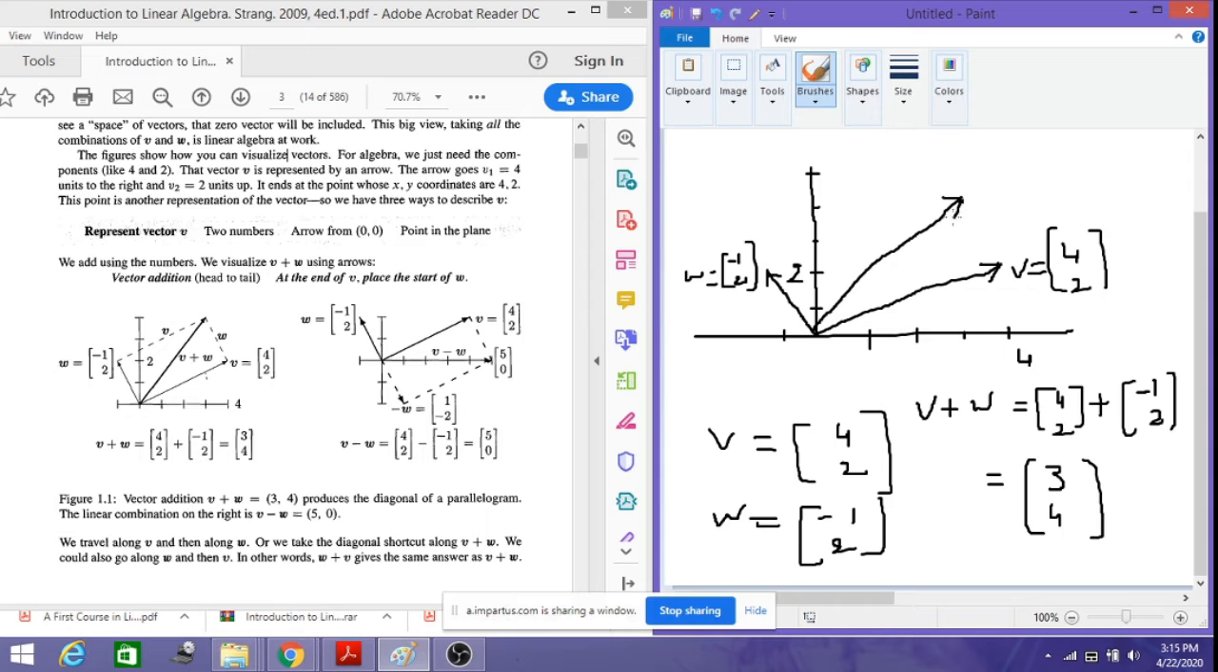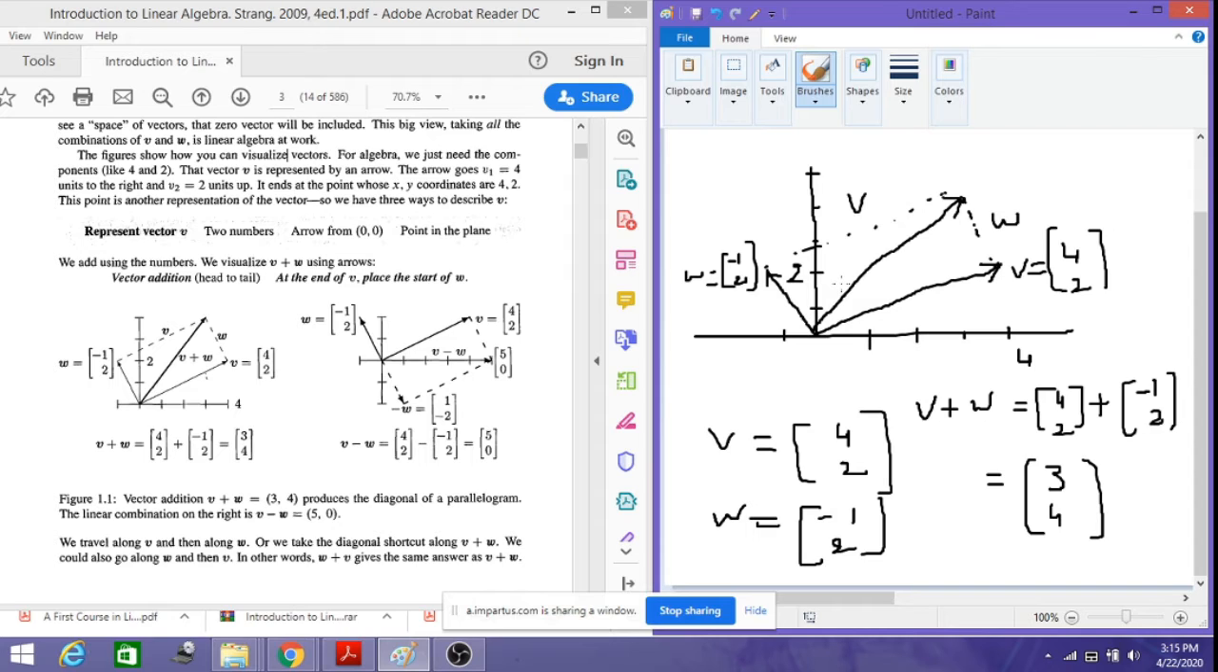Now this forms a parallelogram. If you join these dotted lines here, this forms a parallelogram structure. So this is v and this is w, the new points here. So now we can visualize this. After adding a vector, we get a parallelogram, the linear combinations that we will get.